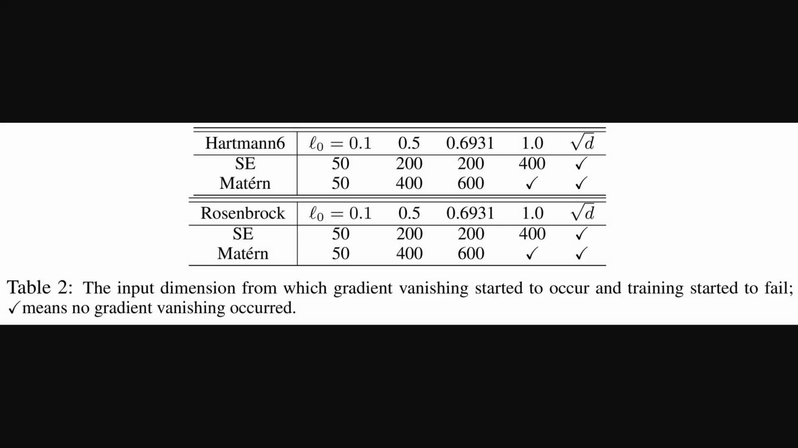Alright, so this table provides more specific failure points. It shows the exact input dimension where gradient vanishing actually started to cause training failures for the Hartmann-6 and Rosenbrock problems. You can see for the SE kernel, standard initializations like 0.693 fail around dimension 200. Matérn lasts longer. But look, the square root of d initialization, no failure, marked by those check marks. This really confirms what we saw earlier in the plots.